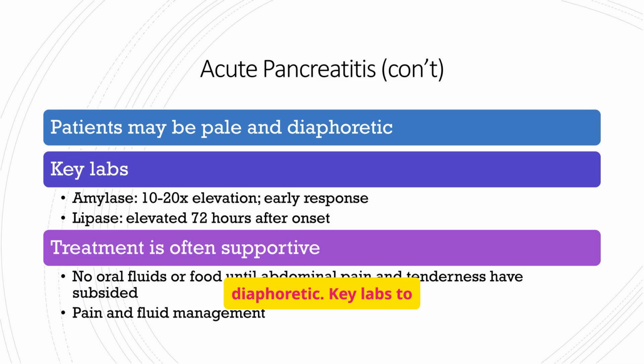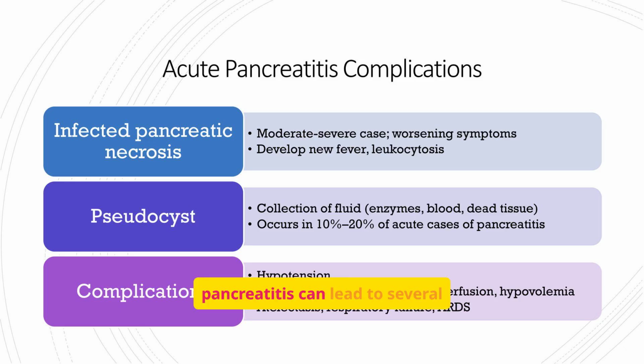Key labs to monitor are amylase, which elevates early, and lipase, which remains elevated for up to 72 hours after onset. Treatment is primarily supportive, including withholding oral fluids and food until abdominal pain and tenderness subside, along with pain and fluid management. Acute pancreatitis can lead to several complications.